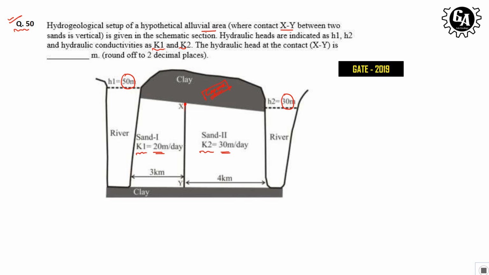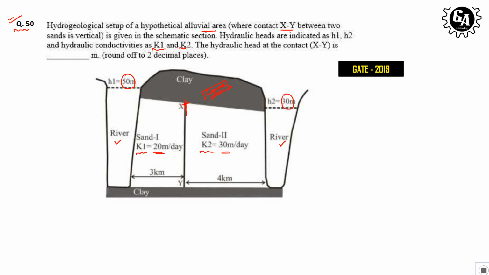In the petroleum system also, clay or evaporites act as a good trap or cap rock. In this case, we will have to find out the hydraulic head at the XY contact. This is one river, and this is the intervening part. This is the water height here, and in this part there will be some intermediate height between 50 and 30 meter.